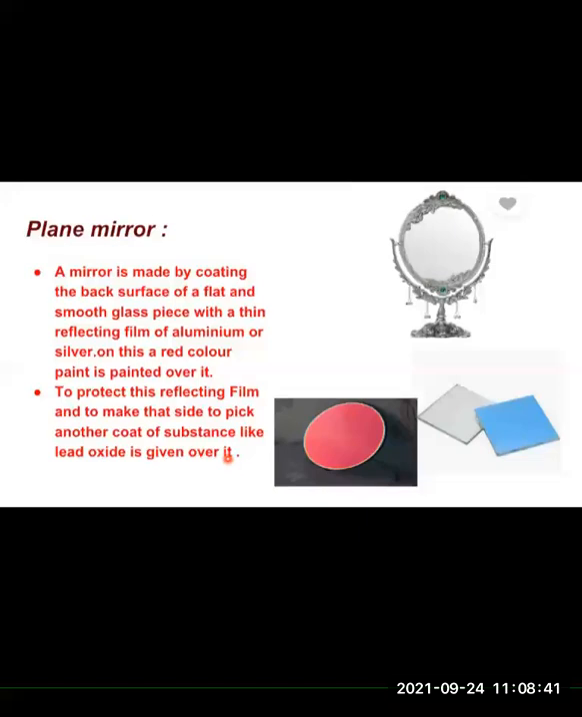It is just plain glass coated with a film of aluminum. Nowadays we use aluminum, and sometimes we use silver nitrate to coat the backside of the plain glass. Ultimately it is coated with color. The color can be any color. Normally it is a red paint, and in some mirrors the paint is blue also. No worry, but this is how a plane mirror looks.